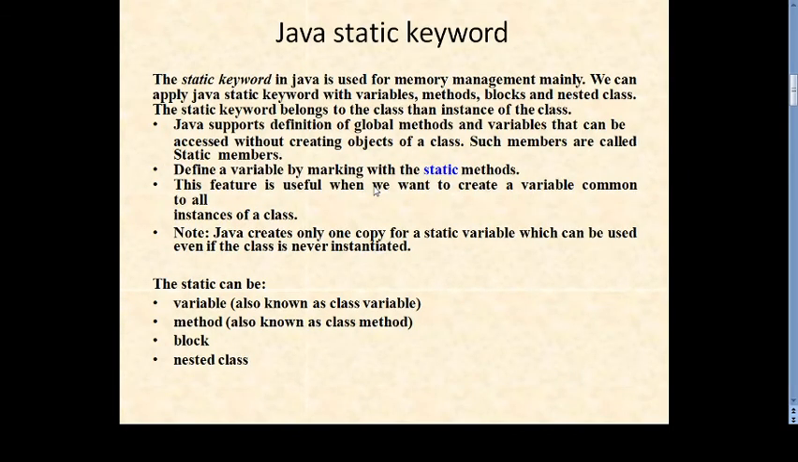The static keyword helps us in memory management. We can use the static keyword along with variables, methods, blocks and nested classes. The static keyword helps us create global methods and variables which can be accessed without creating objects of the class. We call such members static members. In order to create a static variable or method, we have to use the keyword static.